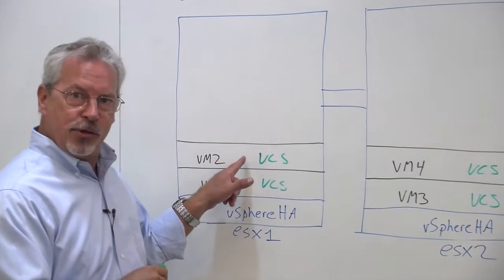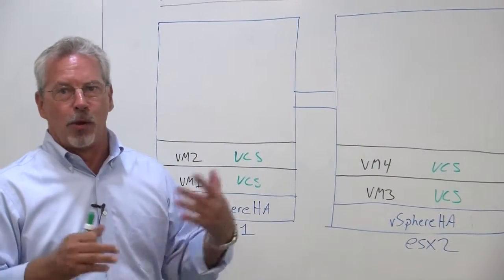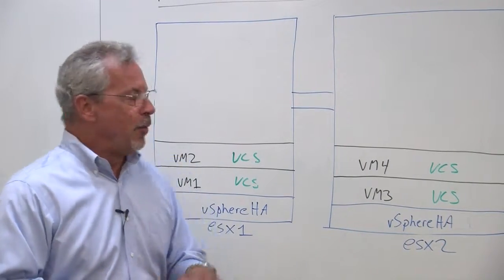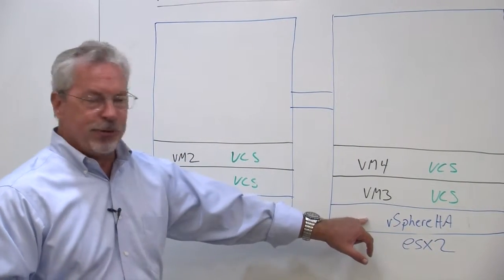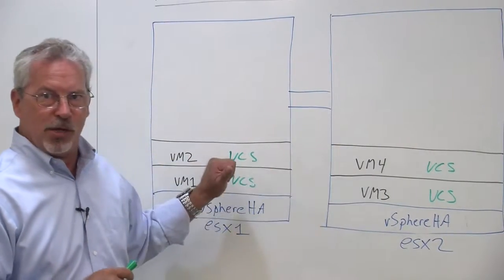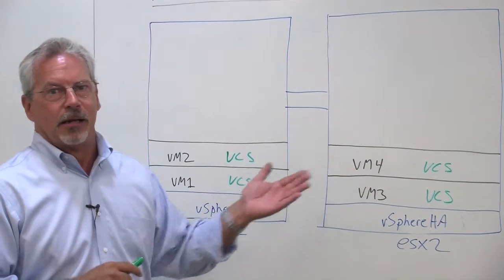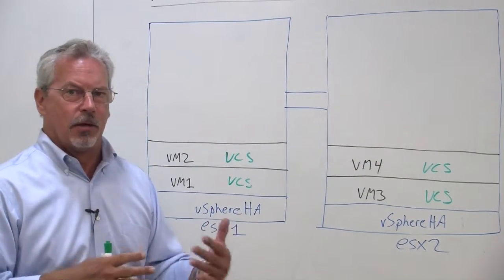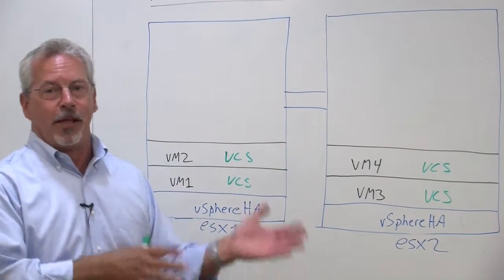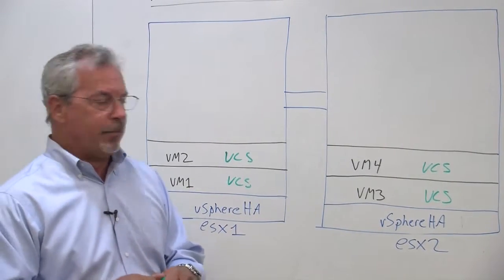VCS can take the application that was running on that failed virtual machine and restart it on one of the already running virtual machines in the cluster. So we have a 2-node cluster of physical servers running vSphere HA, and then we have a 4-node cluster of virtual machines running VCS. The benefit that they get here is that accelerated application recovery time, which they are able to achieve because they're failing over to an already running virtual machine, and they don't have to wait for a virtual machine to boot up.